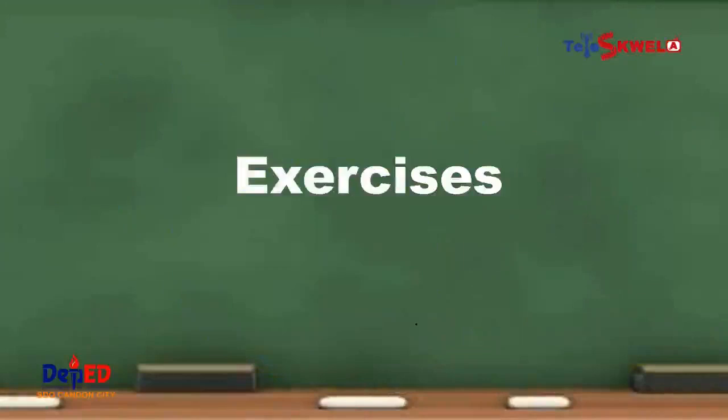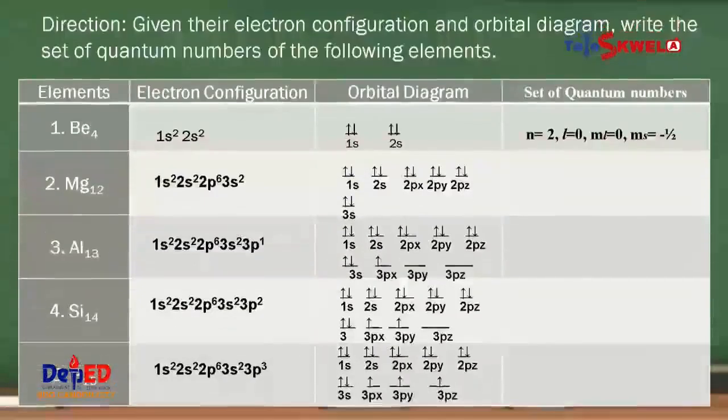Let us apply what you have learned by having an exercise. Are you ready? Direction: Given their electron configuration and orbital diagram, write the set of quantum numbers of the following elements. Item number 1 is already accomplished for your reference. You are given 2 minutes to answer, 30 seconds for each number. Ready? Your timer starts now.